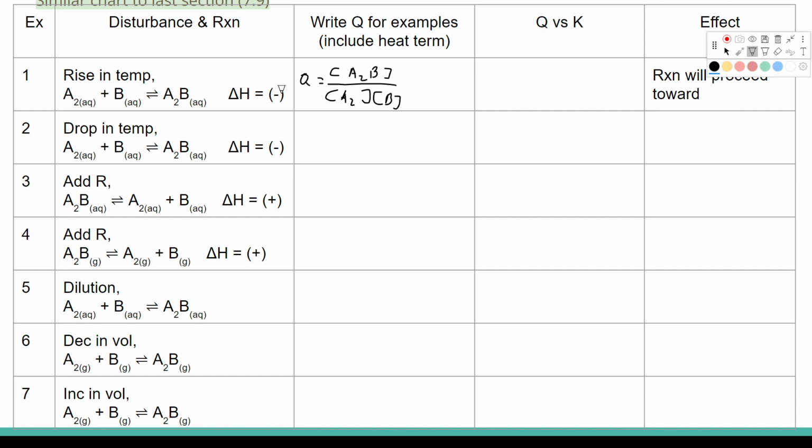And so it's exothermic because negative means exothermic. So exothermic has heat as a product. So I'm going to put heat here. Cool.